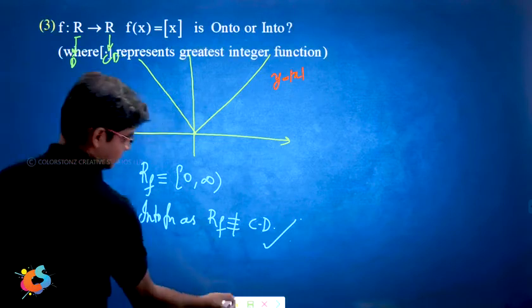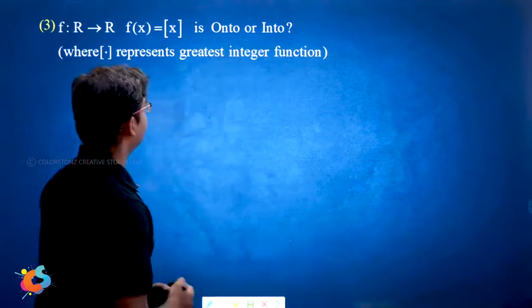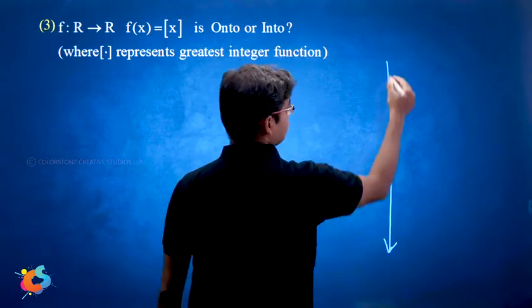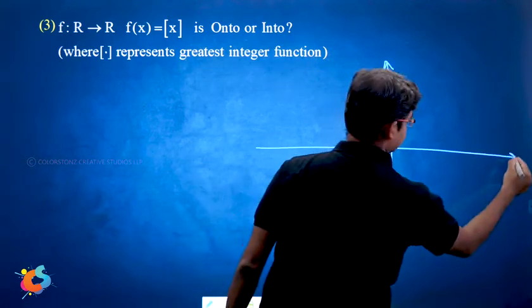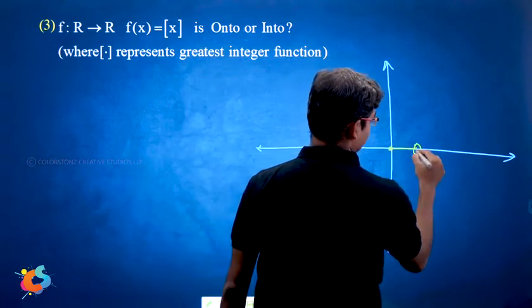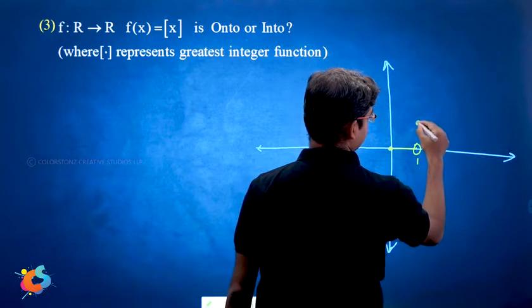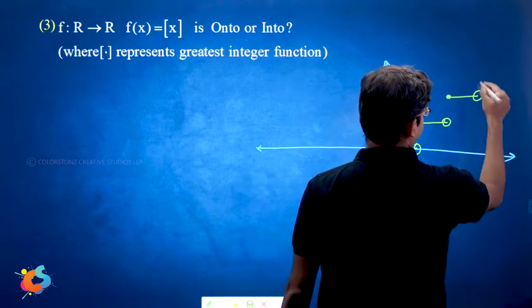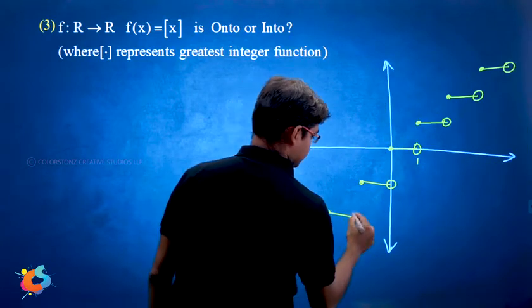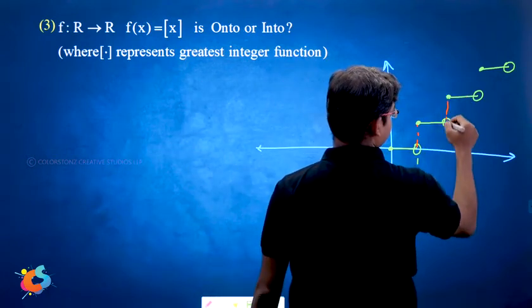Okay, let us take the next question. f maps from R to R, f of x is equal to greatest integer function of x. Is it onto or into function? Again, this is a graph which is well known, which has been studied in class 11. This is also called step function because the graph looks like steps. Okay, so this is one, and okay, so first let me draw it. Okay, and so on like this, just goes on and on. This is the graph of greatest integer function. Okay, so these dotted lines are not the part of the graph, they are just for reference.